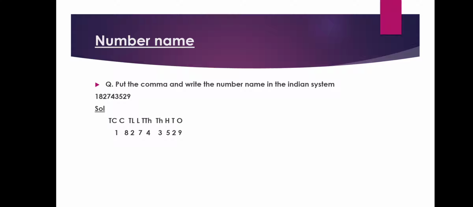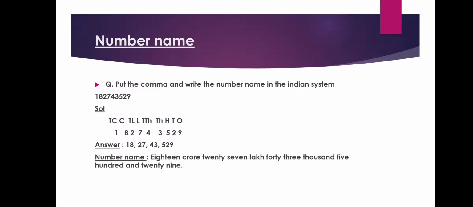Okay, now we have to put a comma properly after each period. Now you can see after each period, it means after ones period. Now ones period has ones, tens and hundreds place values, so we will put a comma after hundreds place. From the right hand side we have to move. Then we have 1000 and 10,000. Here the thousands period is over, so we will place a comma. Then comes lakhs and 10 lakhs under lakhs period. Then again we will put a comma. So this is how our number name is 18 crore 27 lakh 43,529.